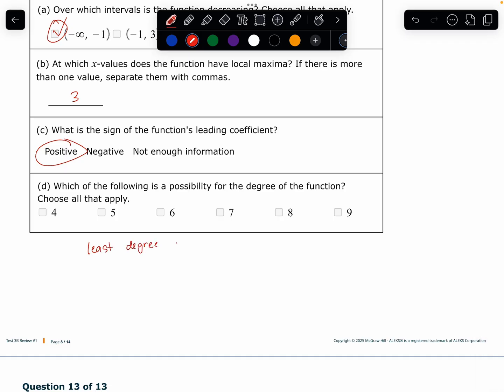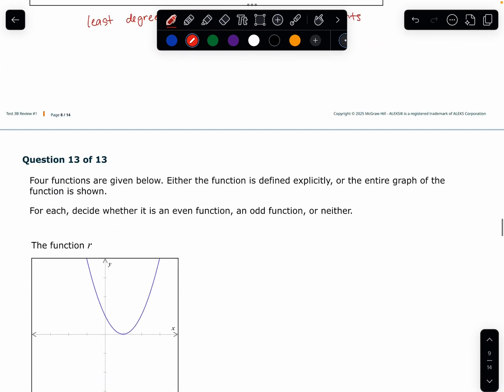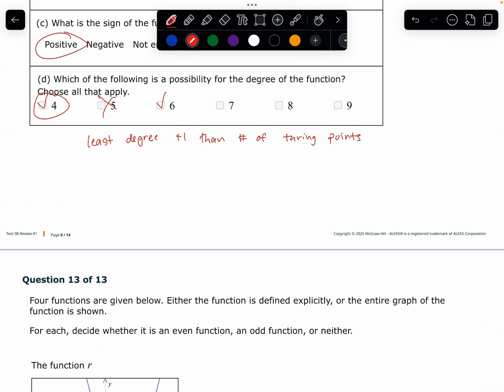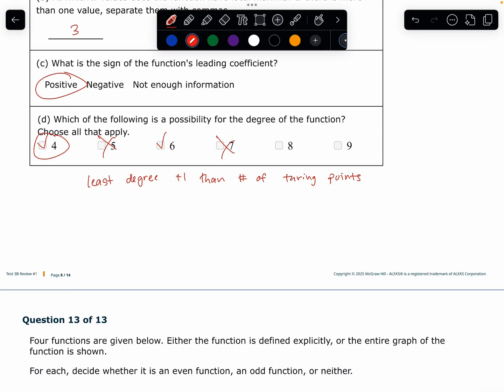has to be one more than the number of turning points. So in that case, 4 is my least degree. So it could be 4. It can't be 5 because I know that I have to have an even function. So it can't be 5. That's not a possibility. It can be 6 because that is even and it's greater than 4. And it can't be 7, and it can be 8, it can't be 9, okay?